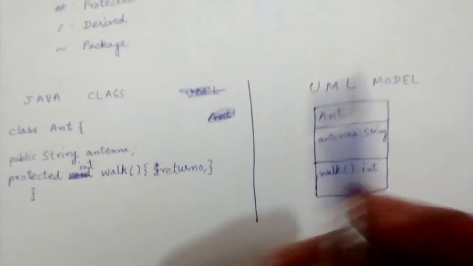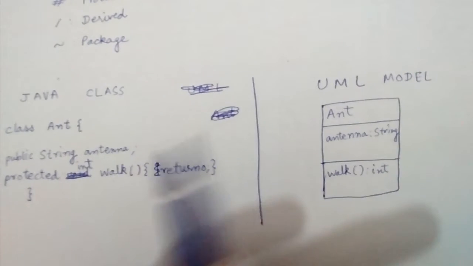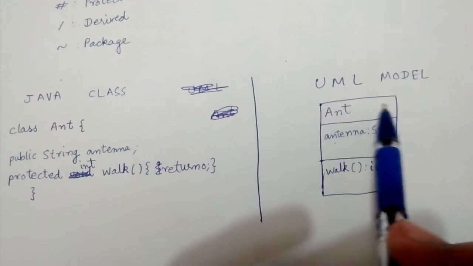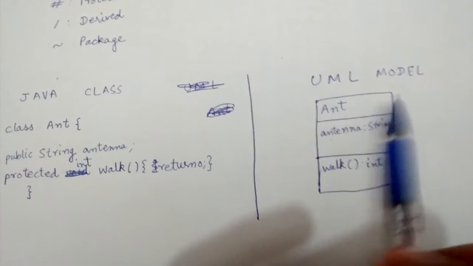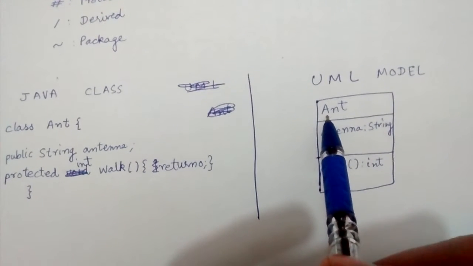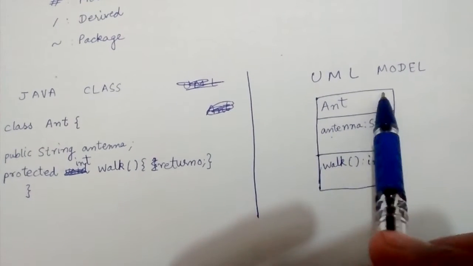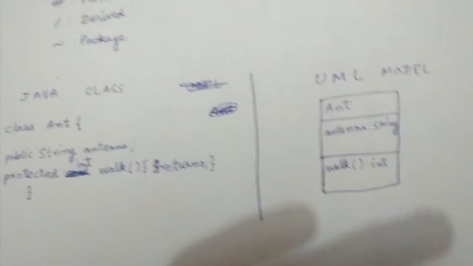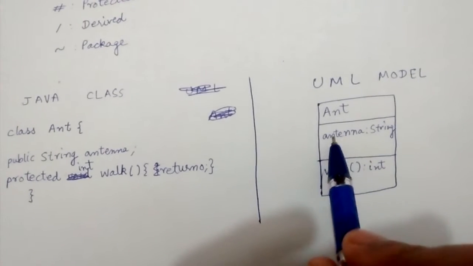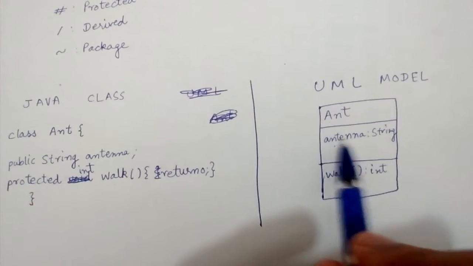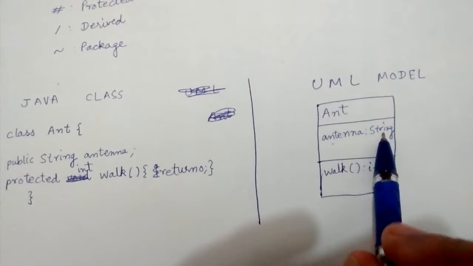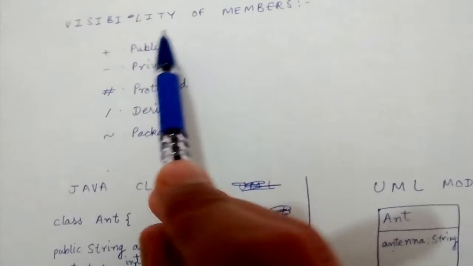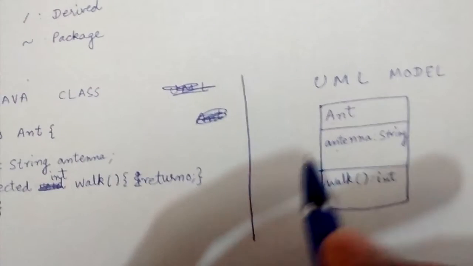Its corresponding UML diagram is here. This class will be represented in UML like this. We draw a rectangular block and write the class name at the top rectangle, then in the next rectangle we write the names of all the variables. Here we have only one, that is antenna, colon, its data type. I forgot one thing, it's public. Public is represented by plus, so I will apply a plus here.